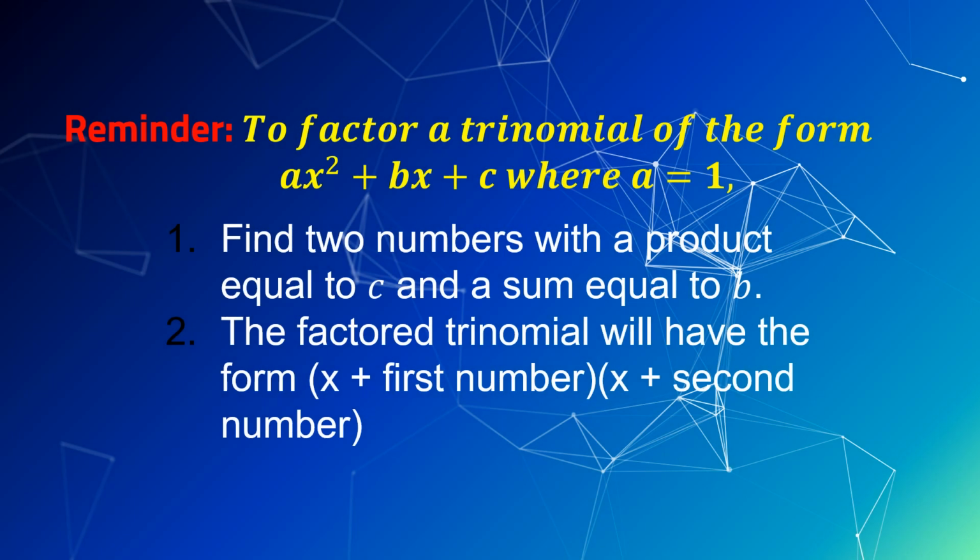So that's it for today. Just a few reminders. To factor a trinomial of the form ax squared plus bx plus c, wherein the leading coefficient a is equivalent to 1, you have to find two numbers with a product equal to c, the last term, and a sum equal to b, the middle term. The factored trinomial will have the form the quantity x plus the first number, times the quantity x plus the second number.